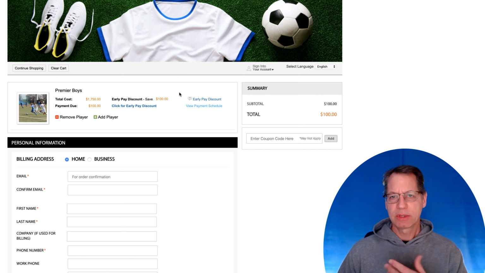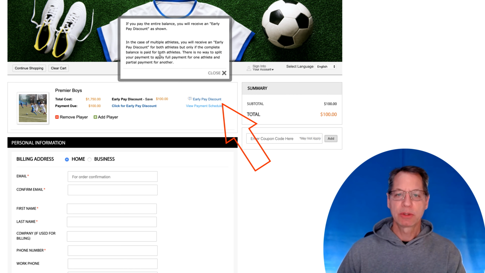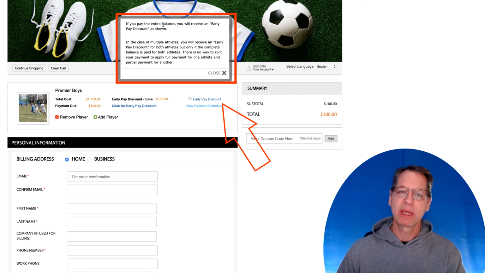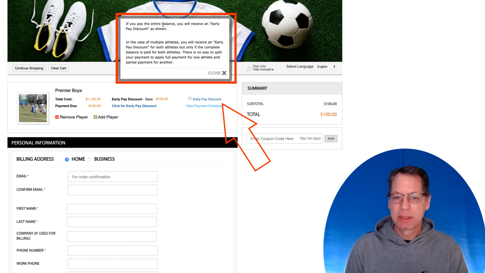Now, we're going to take that a little bit further. We have to explain to them what they have to do to get that early pay discount, because if you don't, you're going to get the calls. So here we put in a tooltip and it explains how they get this early pay discount, how they have to pay the full balance of the total cost at that point.